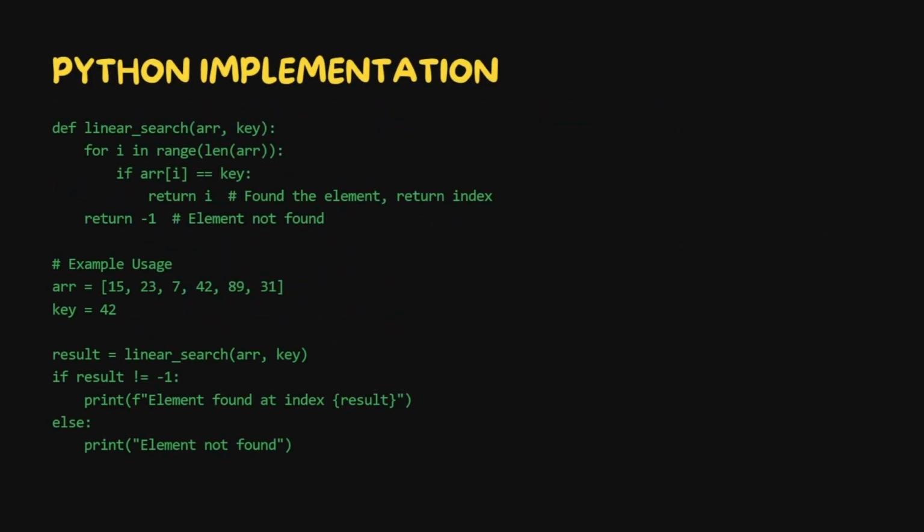Let's see the Python code for linear search in action. So this is the Python implementation of the linear search. We will define the function linear_search. We will pass the array and key. Then for i in range length of array, if array of i equals key, we have found the element, and we will return i, which is the index of the element. And after completing the loop, if the element is not found, we will return -1. That's how we can implement the linear search in Python.